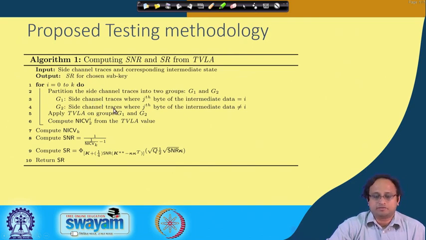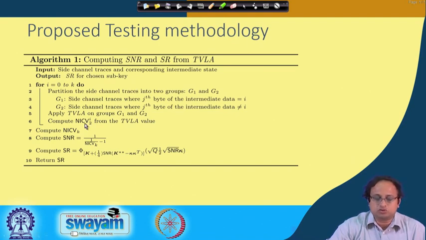In G1, we have side channel traces where the jth byte of the intermediate data takes a value I, and in G2 it does not take the value of I. Then we apply the TVLA on these groups G1 and G2. Note that this is an example of a specific TVLA test, because we are specifying the corresponding intermediate data. And once you have got TVLA, from there you can quickly derive NICV2I by using our formula.